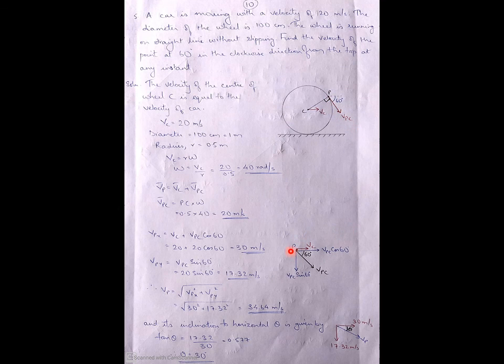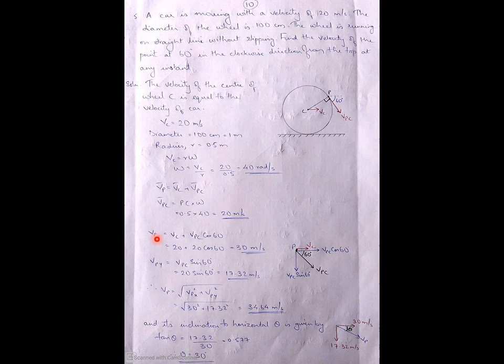So this is a simplified figure. This is the velocity of PC. What we do if it is inclined is we will be resolving in the x direction as well as in the y direction. So if velocity of PC is resolved in x direction, this is 60 degree, so it will be velocity of PC cos 60, and in y direction it will be velocity of PC sin 60.